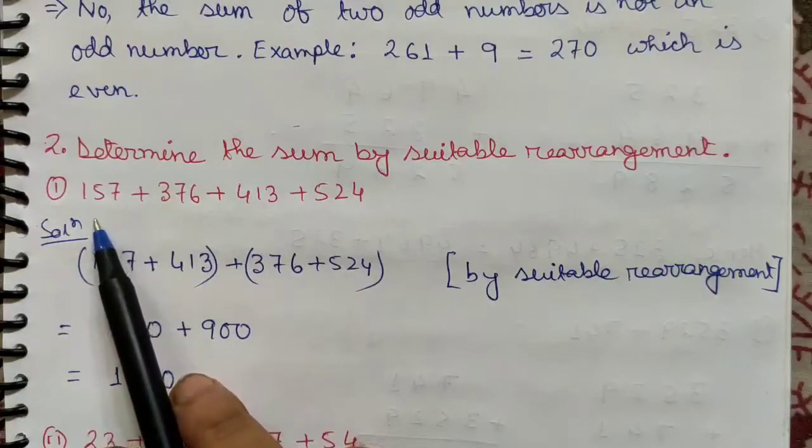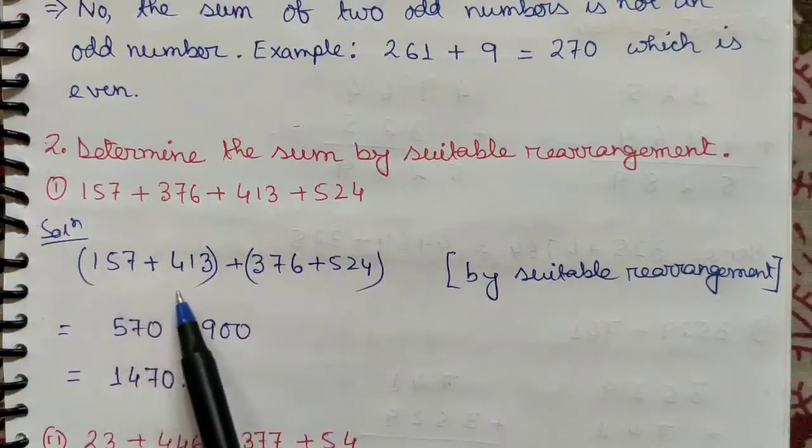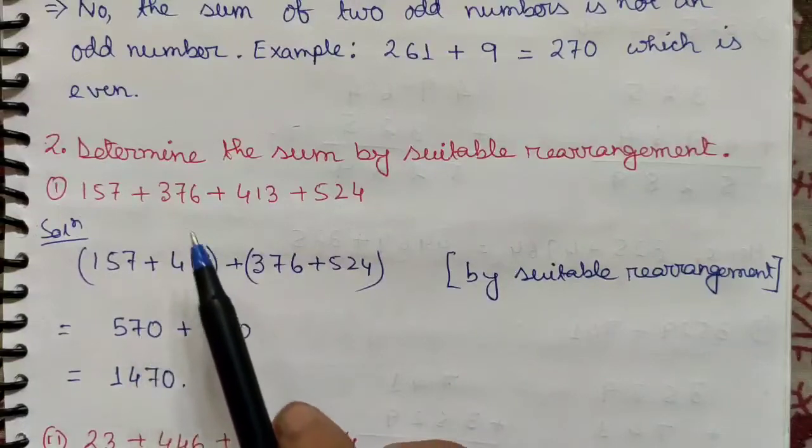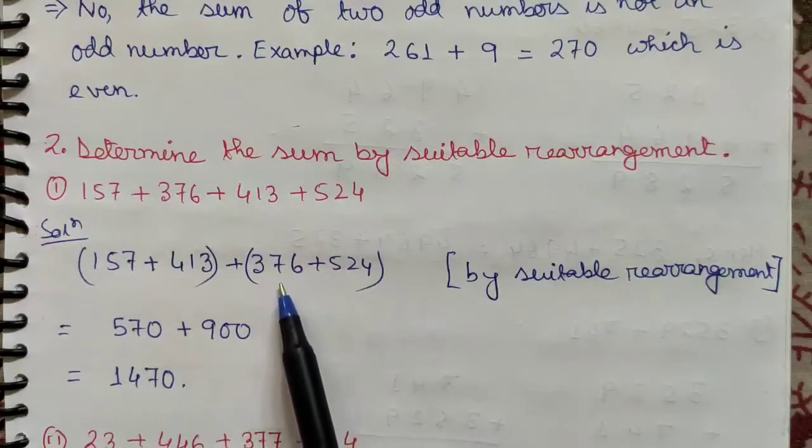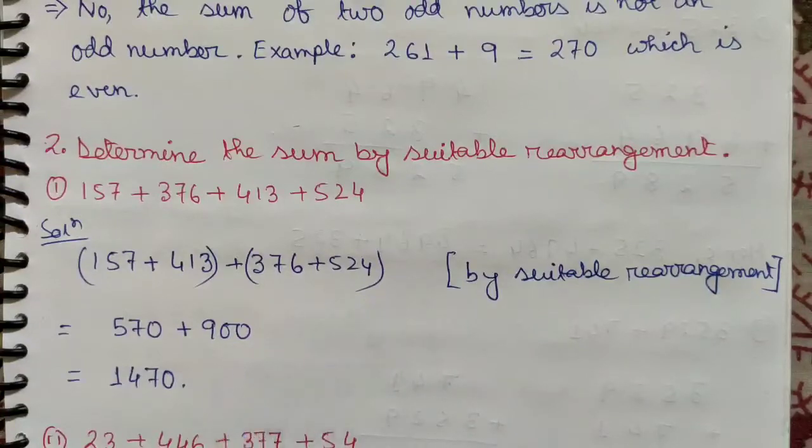So I have taken 157 plus 413. The result is what? 570. Then 376, 6 plus 4, 10, right? 376 plus 524, 900. Now 900 plus 570 is what? 1470. So this is how we solve, right? This property is known as what? This property is known as associative property of addition.